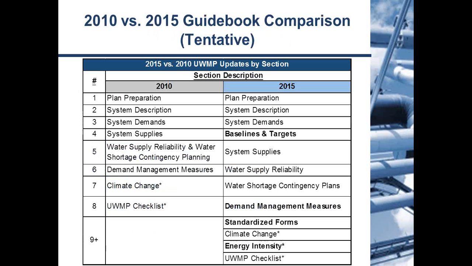So this comparison table here distinguishes the 2010 and 2015 guidebook layouts. In 2010, the guidebook consisted of 8 sections, 6 of which were mandatory. Now we're looking at about 9 or more sections, potentially 9 or more sections, 8 of which are mandatory. And this doesn't necessarily mean we expect more or less content in the 2015 UWMPs as opposed to the 2010 UWMPs, but it is evident that the DWR has separated some of the bulkier sections out and provided more focus to the sections that are undergoing changes.